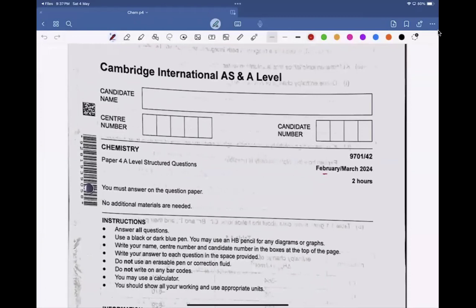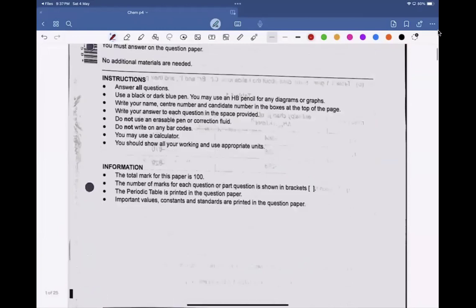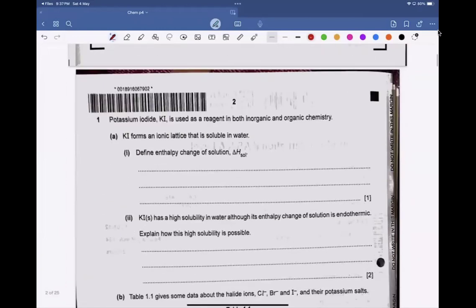Today we are going to start February-March 2024, paper 4-2. Okay, so let's start with question 1. Potassium iodide is used as a reagent in both inorganic and organic chemistry. Potassium iodide forms an ionic lattice that is soluble in water. Define enthalpy change of a solution.